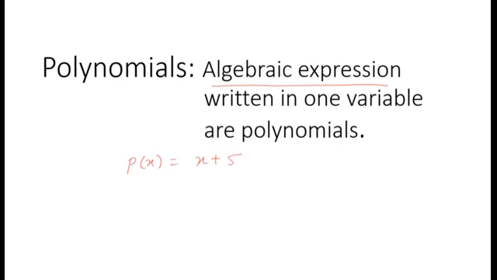p(x) is equal to x plus 5. This is the way we represent a polynomial. I can give you one more example, that could be x square plus 2x plus 3. So this is the way we represent polynomials.